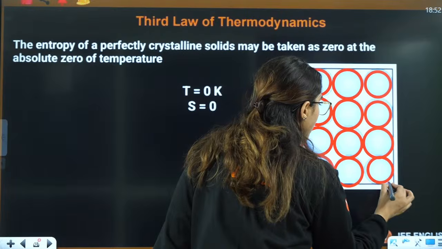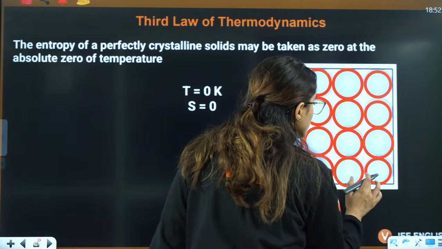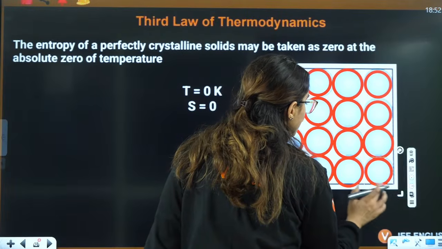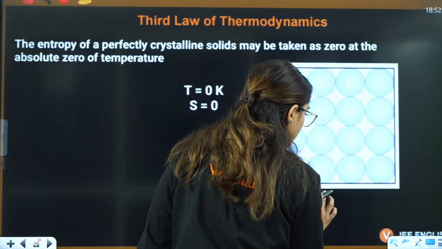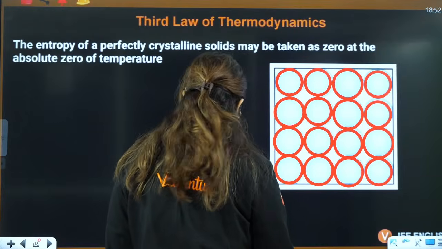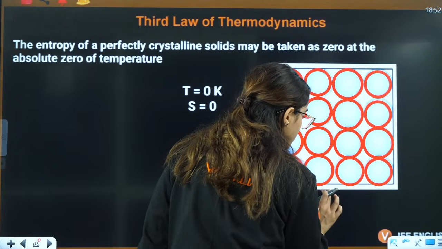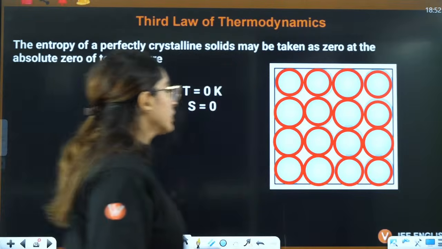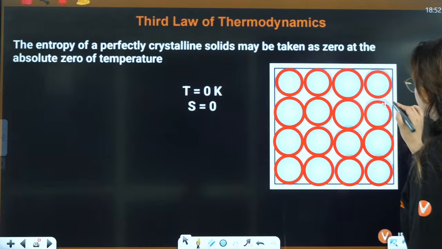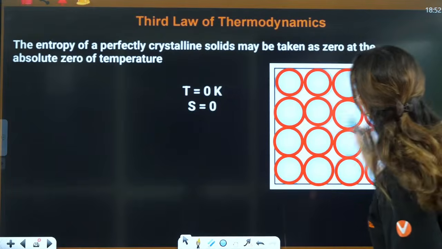Now the crystal, which is not so perfect, but you can call it a little bit perfect. Okay, not so perfect, but you can call it perfect. Will you manage that much?